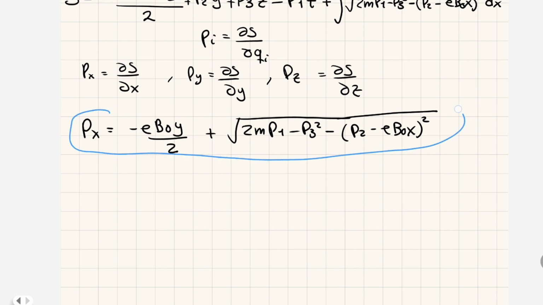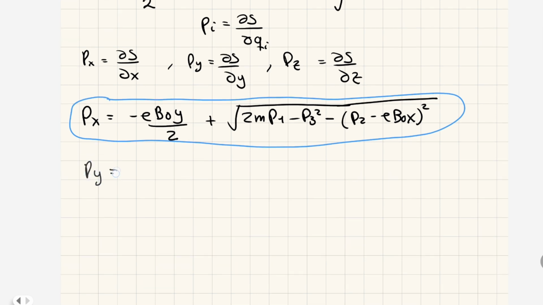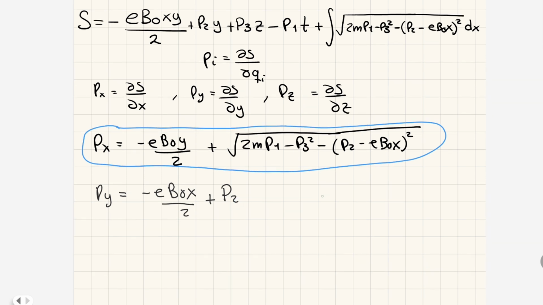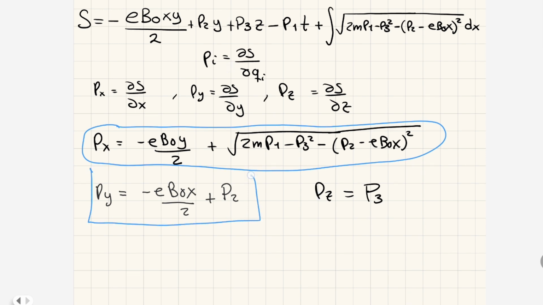And then for p_y, it's going to be very simple. We can see easily that the derivative of S with respect to y is going to be minus eB_0 x divided by 2 and then plus p_2. And then it's easy to see that p_z is going to be equal to p_3, right? Perfect. So these are the first three results that we get.